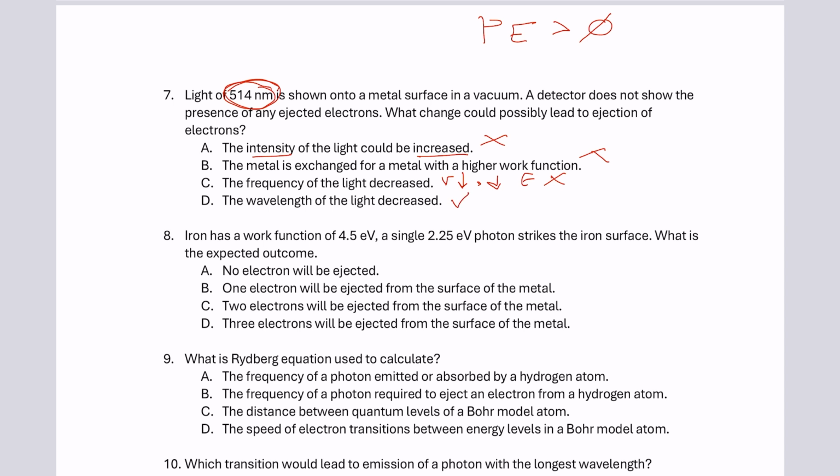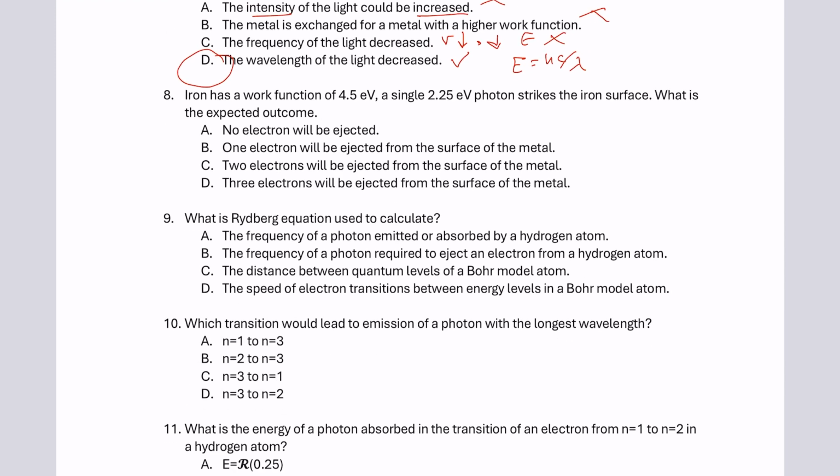This is the correct answer. If we decrease the wavelength of light, then we're going to increase the energy. And that's because wavelength and energy are inversely related through this equation here. So decreasing the wavelength will increase the energy of the photon. And if we increase the energy of the photon, now we have the potential of surpassing the metal's work function and ejecting an electron. So D is the correct answer.